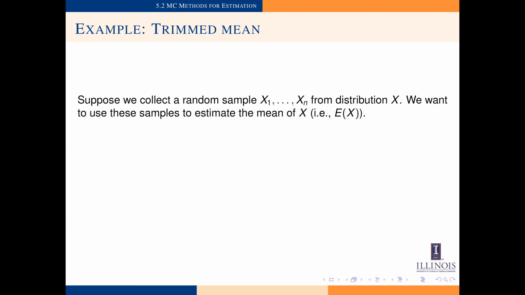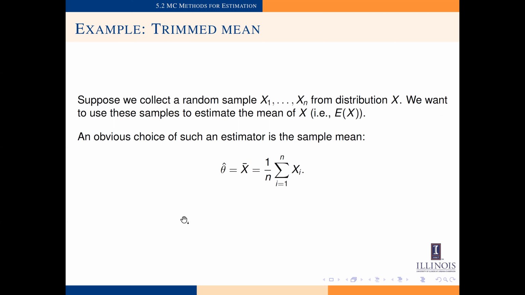So let's see an example. The idea of the implementation is actually very similar to before. This example concerns the trimmed mean. Suppose that we collect a random sample of size n from the distribution of X. We might want to use these samples to estimate the mean of X, in other words, the expectation of X. But how can we do that?